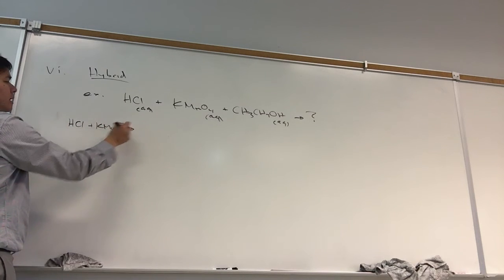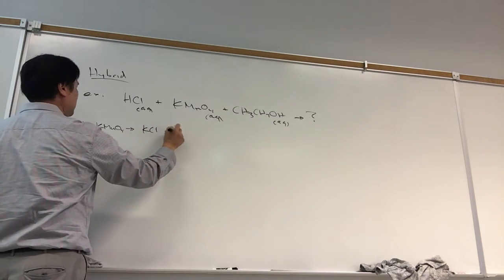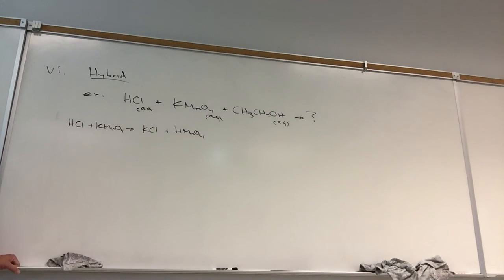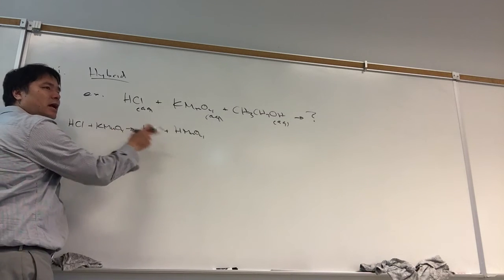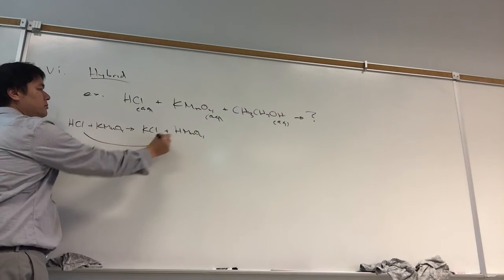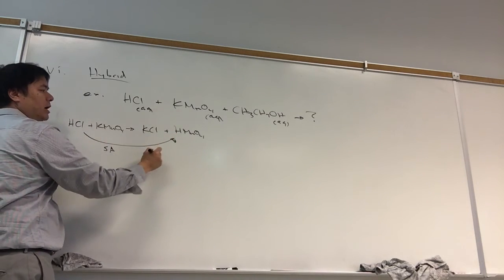If HCl and KMnO4 react, this looks like a double replacement reaction. This should form KCl plus HMnO4. And in fact, this should have a driving force. What is the driving force? In double replacement it is gas formation, precipitation, or a stronger acid to a weaker acid. So here we're going from a stronger acid, HCl, to a weaker acid.